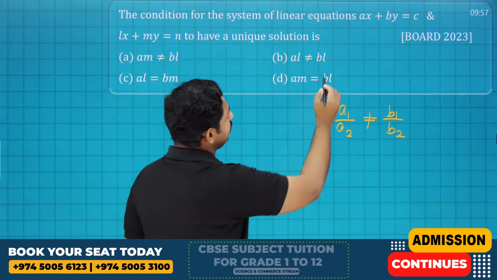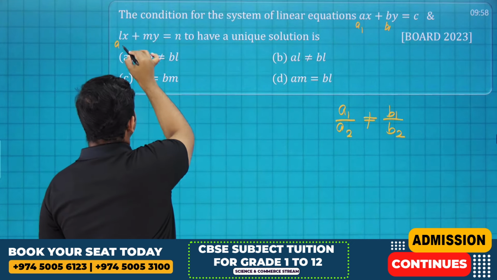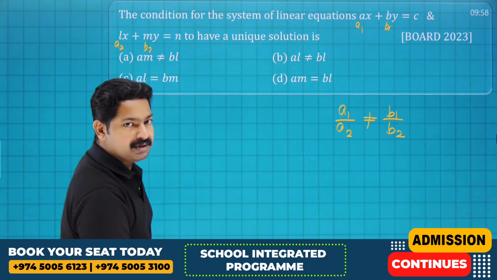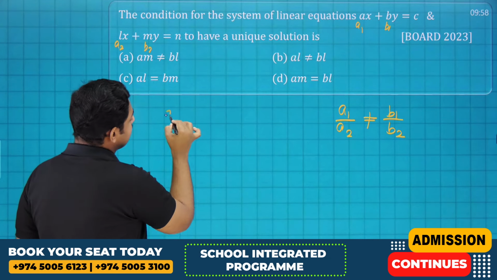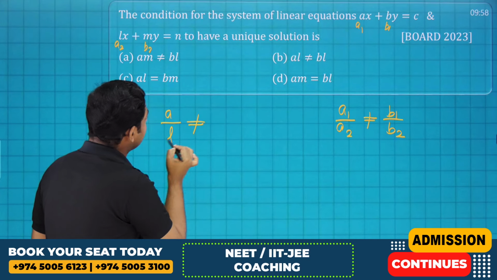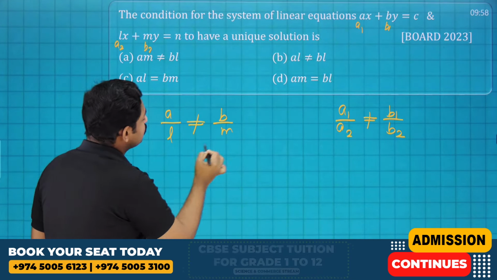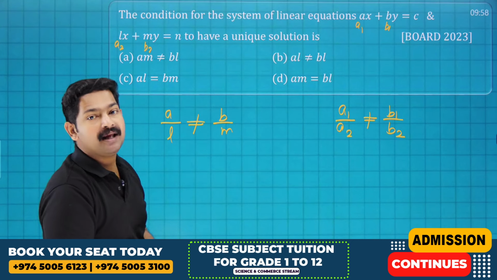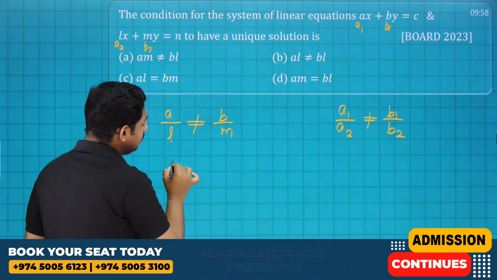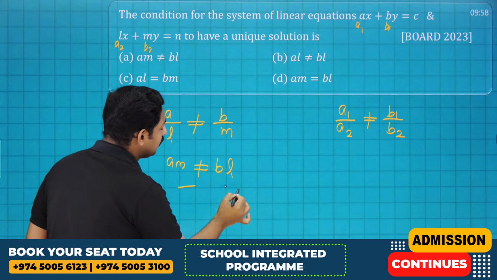So when two equations are given to us, we can take this as a1, this as b1, and this as a2 and this as b2, right? So a1 by a2 not equal to b1 by b2 means we can take a1 is a, so a by a2 means it is l. So a by l is not equal to b1 is b, b by b2 is m. So a by l is not equal to b by m. That is the condition. Now if you cross multiply, you will be getting am is not equal to bl.